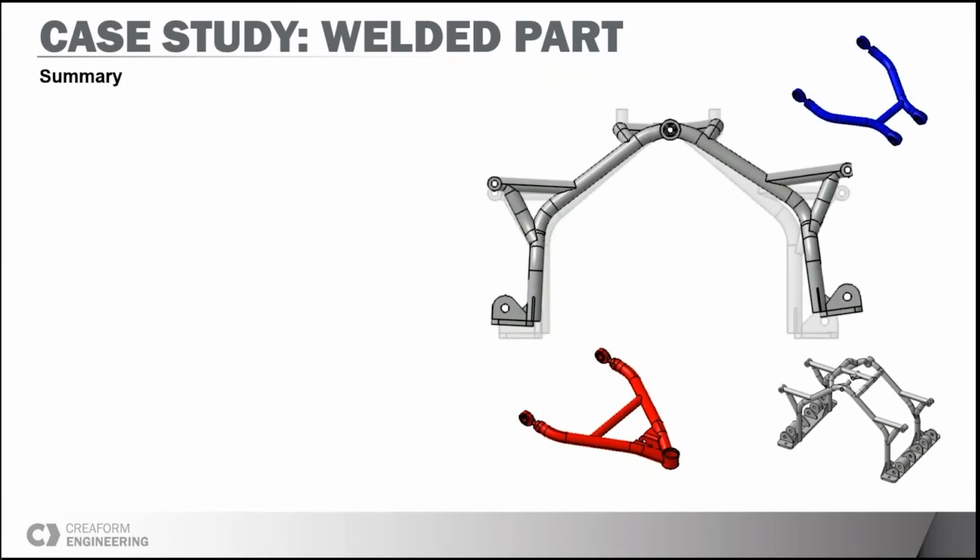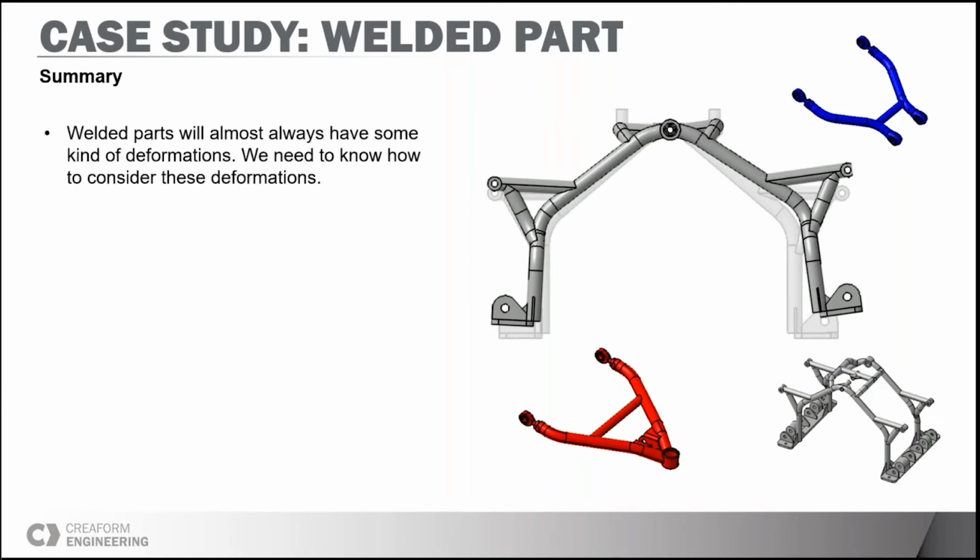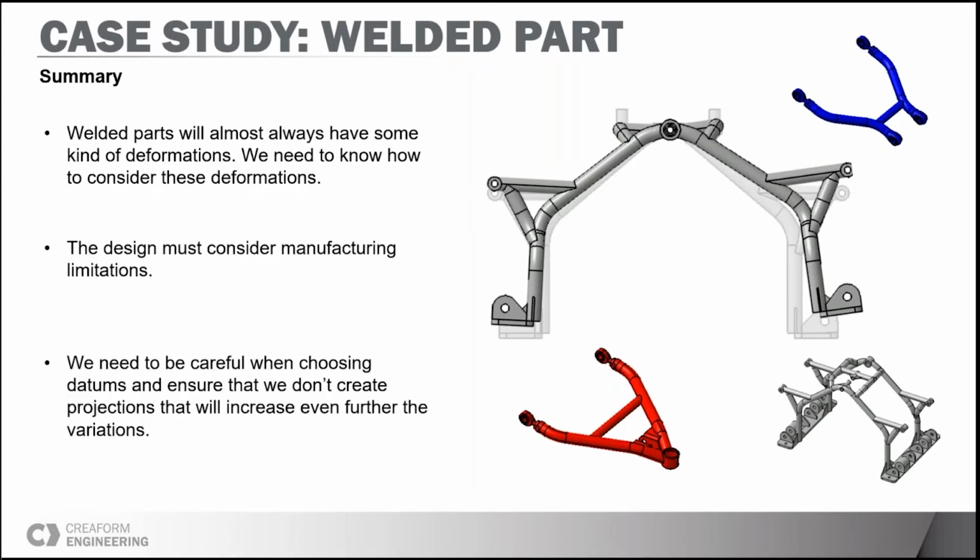So in summary, what we learned in our welded part case study is that, first, welded parts will almost always have some kind of deformation. So we need to know how to consider these deformations because we often can't avoid them. Also, the design must consider the manufacturing limitations. And also we need to be careful when choosing datum and make sure that we don't create projection that will increase even further the variation.